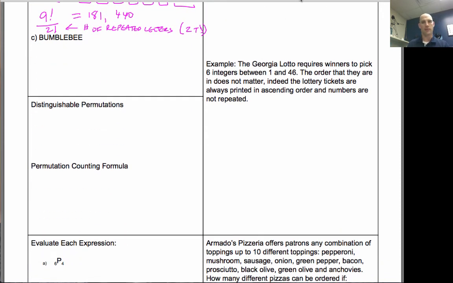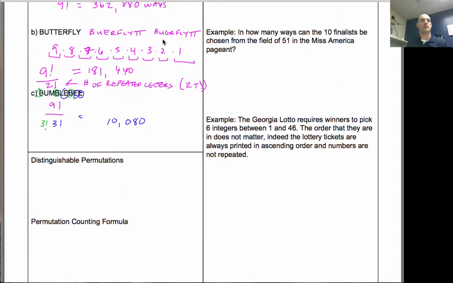Let's look at the word bumblebee. In the word bumblebee, again, we have 9 letters, so 9 factorial. And then here are some repeats. I've got 3 B's, so I've got to divide by 3 factorial. I also have 3 E's, so I have to divide by 3 factorial. The numbers on the bottom that we divide by are the number of times a given element is repeated. When I do this, I get 10,080.